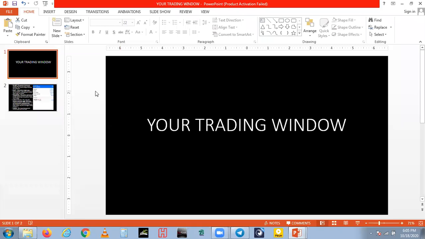Okay, so we are starting with the trading window. By trading window, I mean your MT4 app. MT4 is MetaTrader 4. That's the app you use to place your trades. You can use MetaTrader 4 on your phone, on your computer, and also on your tablet, any device actually. So that's what the trading window really is.